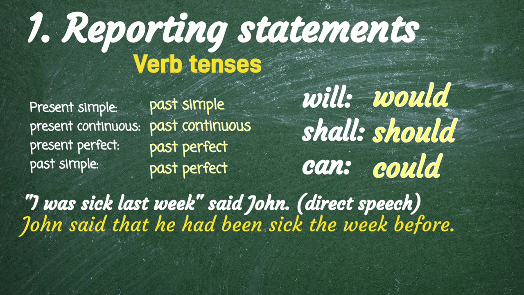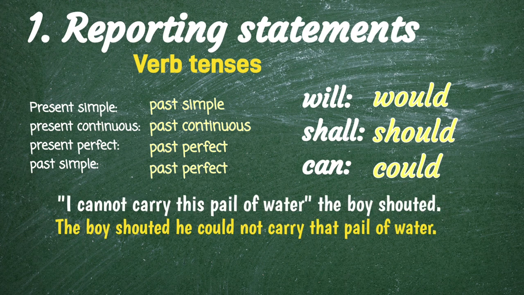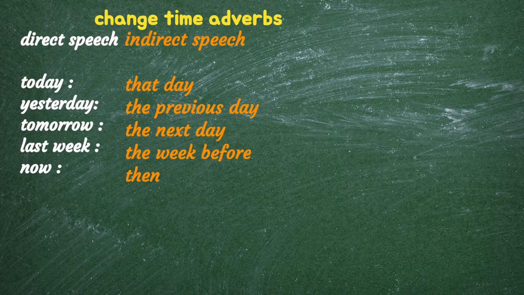"I was sick last week," John said, or said John. John said that he had been sick the week before. So we have was, past simple of to be, which became had been in the indirect speech. "I cannot carry this pail of water," the boy shouted. The boy shouted he could not carry that pail of water. So we have can in the direct speech, which became could in the indirect speech.